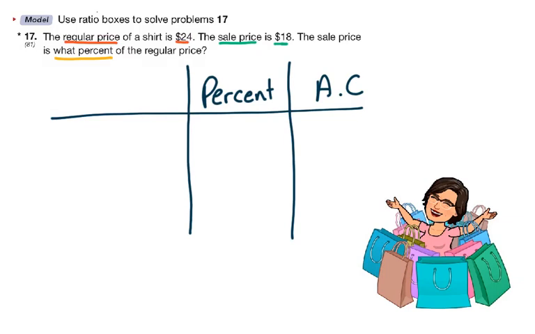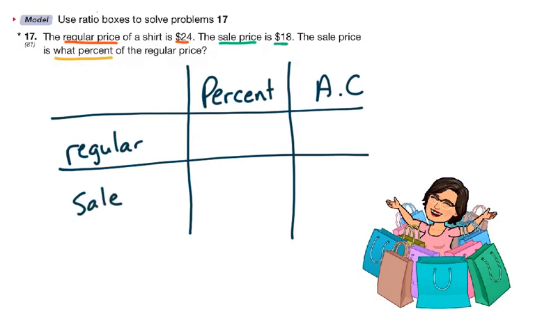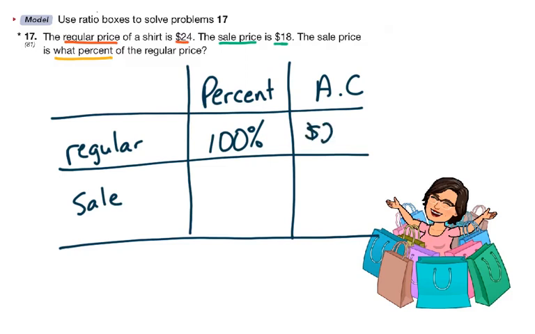And we're comparing regular price to sale price. Now regular price is always your 100% because that's how much you would pay if you had to pay the whole price, 100%. So the regular price of a shirt is $24 and the sale price is $18. And they want to know what percent is the sale price of the regular price. So that's going to be your variable. Go ahead and set up a proportion and complete.